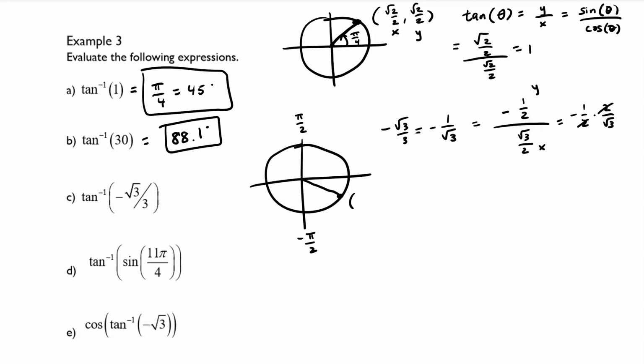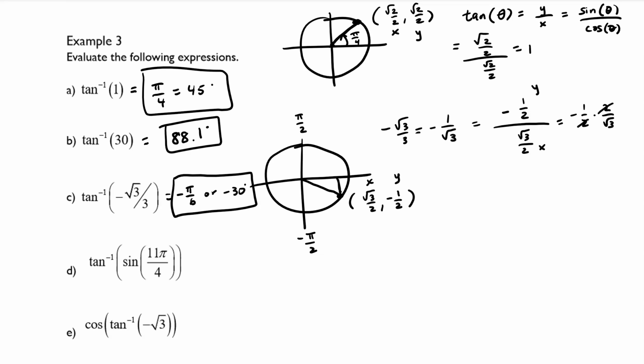a terminal point where the x value is root 3 over 2 and the y value is negative 1/2. And the angle that gives that to us is negative pi over 6 or negative 30 degrees. So either way you want to give your answer, either of those is fine. And that's how we accomplish part C.